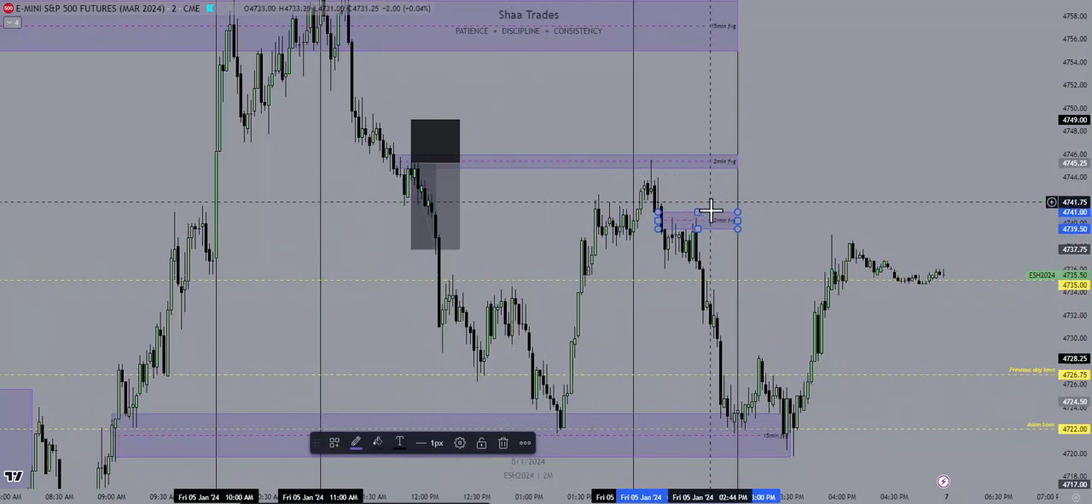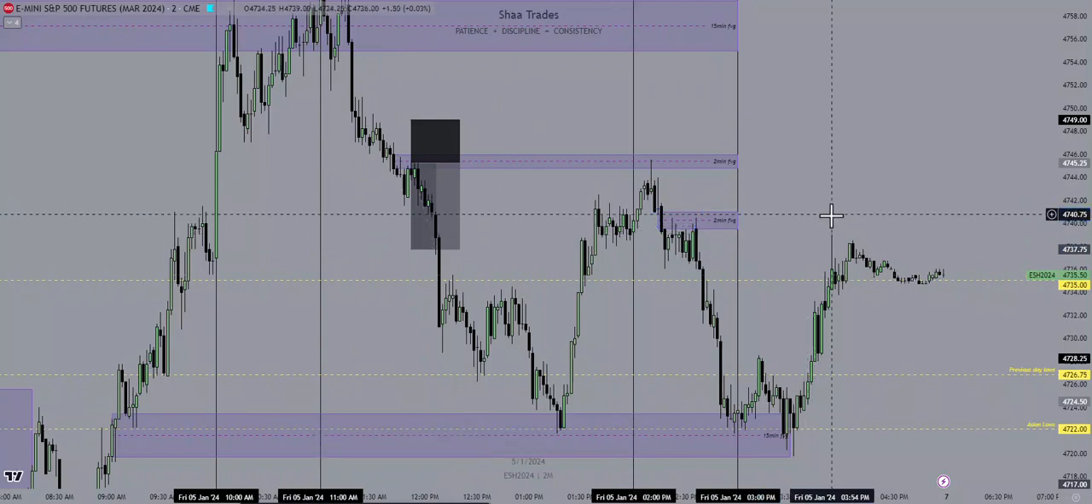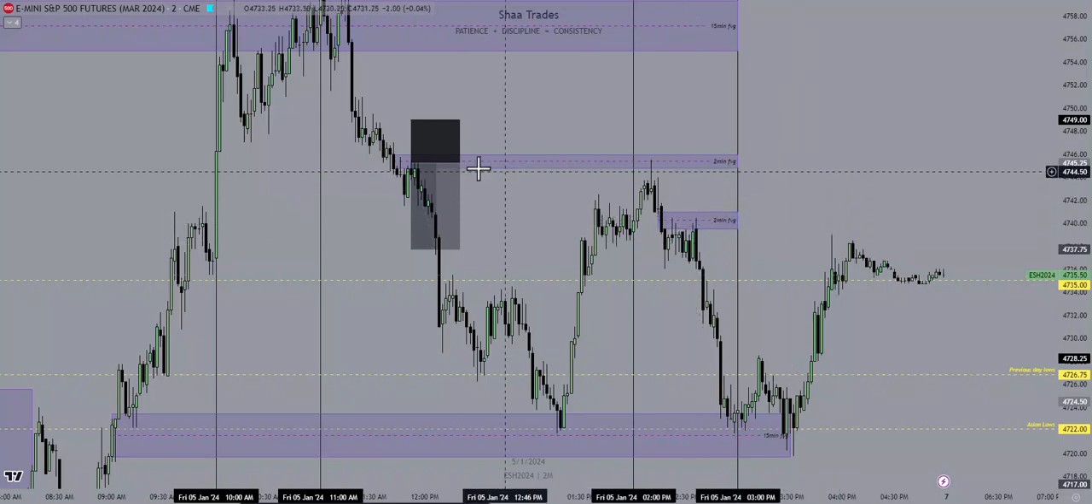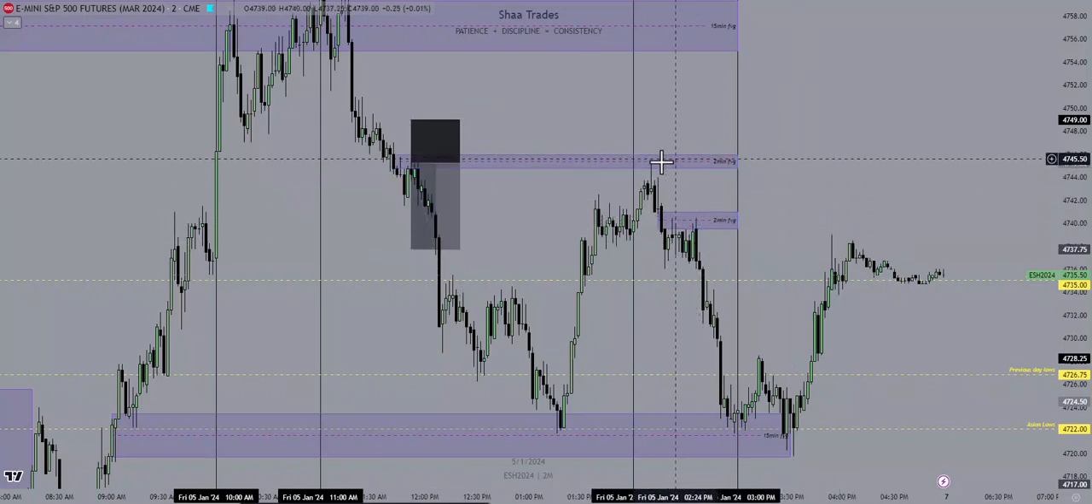what's important is knowing the draw on liquidity, and I know I sound like a broken record here because it's very important, right? The reason why you could take this is because you have this fair value gap here, price broke down, right? Inside the silver bullet, price came back up inside that fair value gap and then broke down.